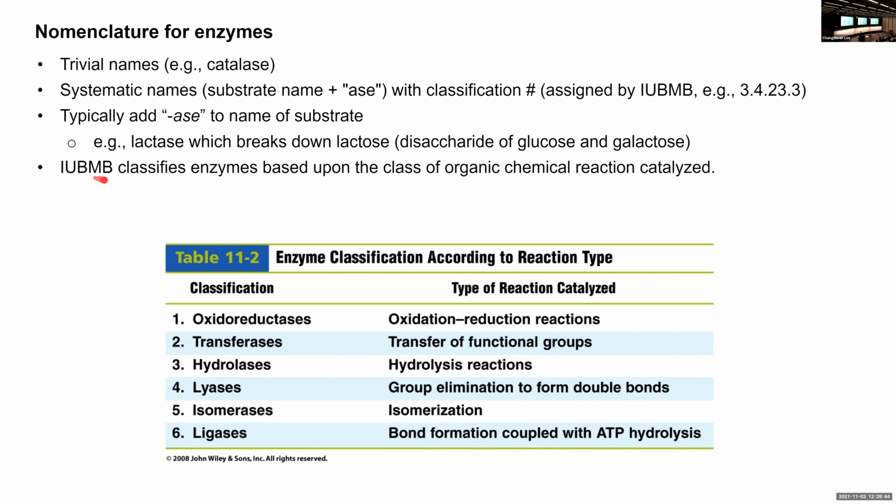And this IUBMB, which gives the classification number, also classifies enzymes based on their particular biochemical reactions. So here are the examples. Oxidoreductases catalyze oxidation-reduction reactions, or redox reactions. Transferases transfer or move some kind of functional groups. Hydrolases induce hydrolysis reactions, where a water molecule is involved in breaking their substrates. Lyases eliminate some double bonds. Isomerases are for isomerization, ligases for fusing together some functional groups or molecules, and so on.